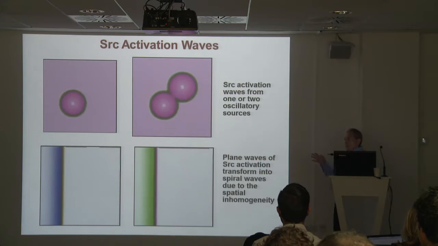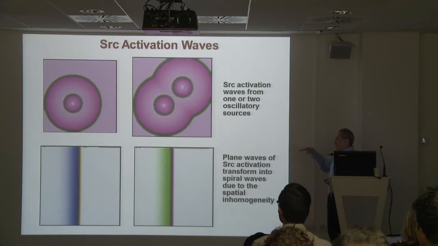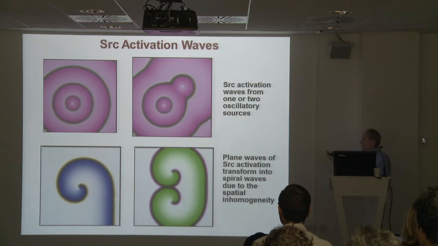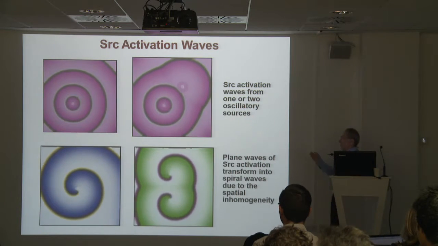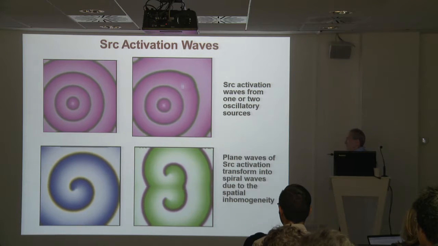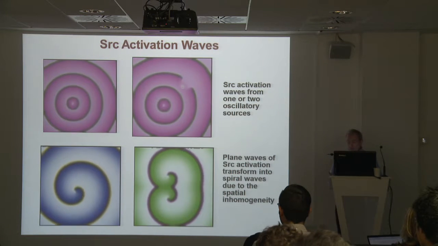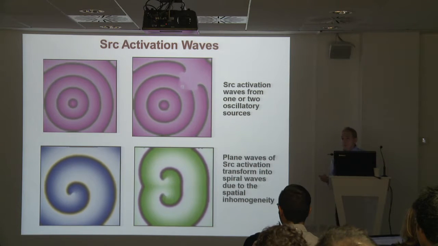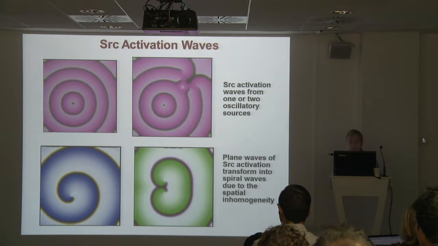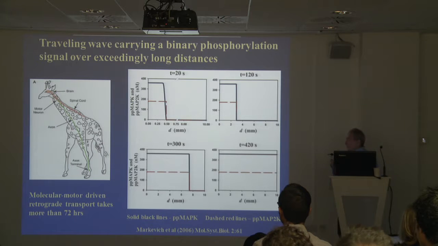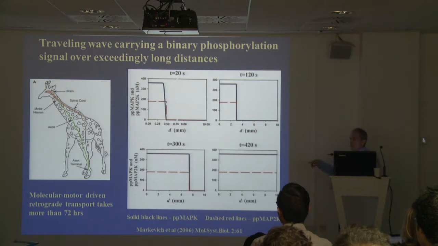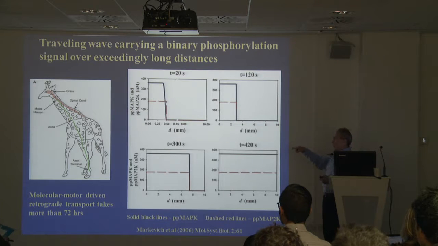Here's another example of SARC where you see all these waves, which could be spiral waves, or waves from oscillatory sources like that. And we think that the same is actually happening in the cell, and there are some experimental data which support that.